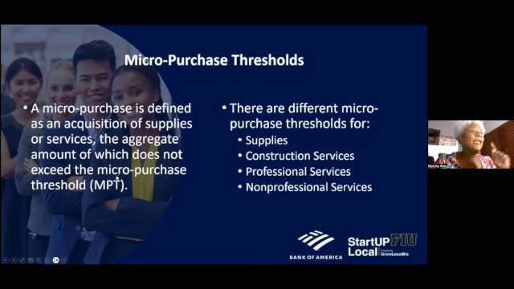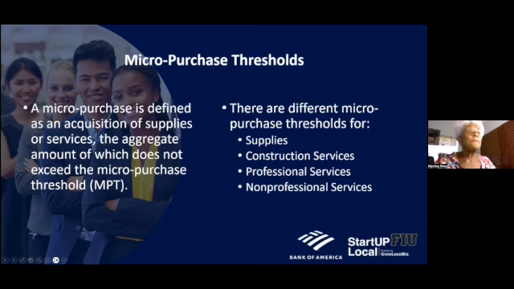So meaning that, let's say the threshold in your category is $10,000, the government can choose to give you one purchase order at $10,000, or it could be $3,000, $4,000, so that's 7, and then another 3 to make it the 10,000. So it's a not-to-exceed, the maximum purchase price that can be for that purchase order.